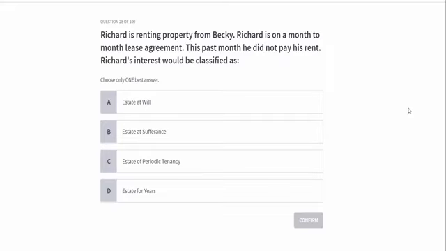All right, next one, 28. Richard is renting property from Becky. Richard is on a month-to-month lease. This past month, he did not pay his rent. Richard's interest would be classified as, and it gives us 4 options: A, an estate at will, B, an estate at sufferance, C, an estate of periodic tenancy, or D, an estate for years. So, like usual, have some time here to figure out the answer, starting now.